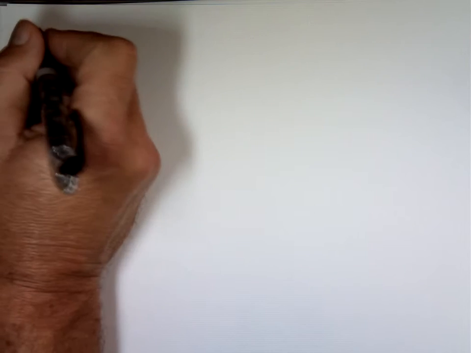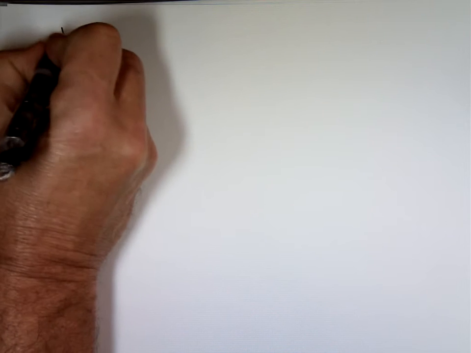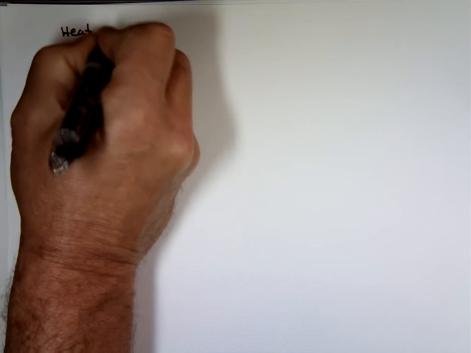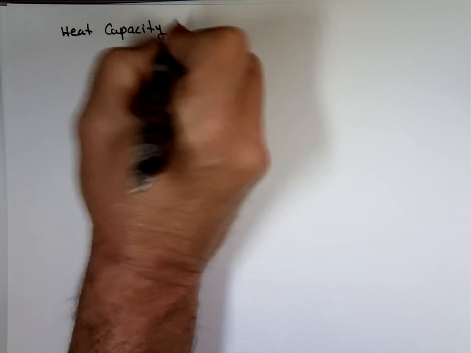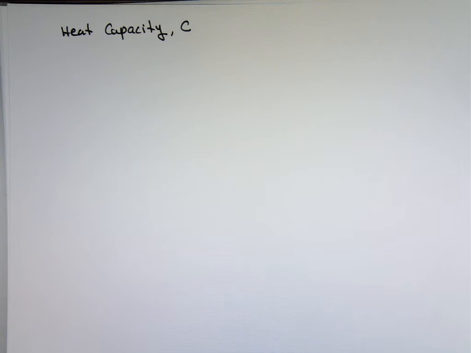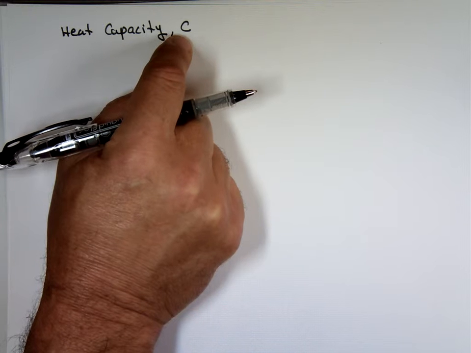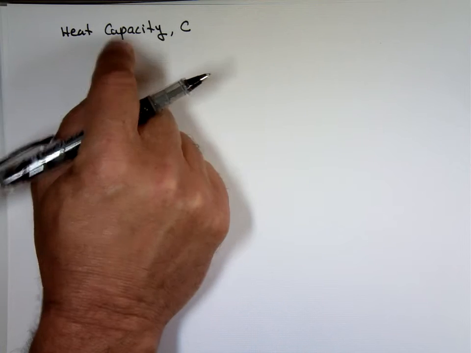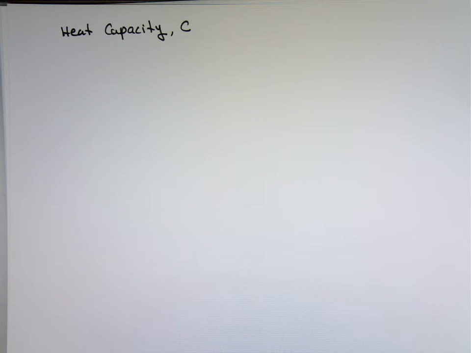So let me define heat capacity. And let's give it the letter C. Heat capacity. By the way, that's one of the reasons we don't like to use capital C for calorie. Because if I put C, you might think, is that heat capacity or calories? So a lot of these problems you see, we write cal for calorie, the smaller c. So heat capacity C.